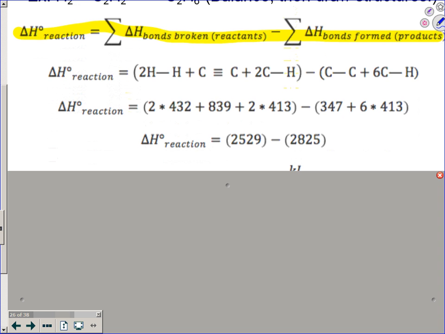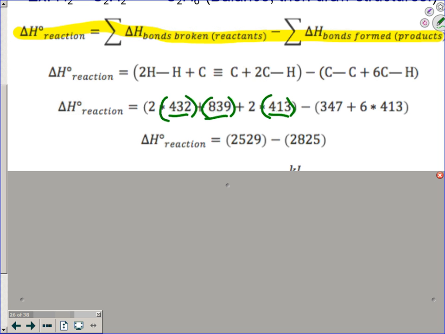So it's 432 for the H–H bond, 839, and this is all in kilojoules per mole, for the triple carbon bond. Notice that's a really big value, right? Triple bonds are super strong. They have 3 layers of defense, so you can't break them really easily. And then the 2 carbon to hydrogen bonds: that's 413 for a single carbon hydrogen bond, and we're multiplying that by 2. So there's that one, here's the carbon triple bond, here's the carbon hydrogen bond.